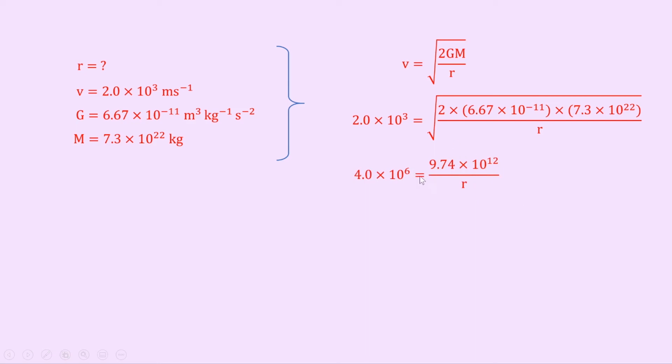We can then cross multiply by r to get it over to the left hand side, and that's the same as just swapping this term and this term here. So we end up with r equals this term divided by this term, and that gives us an answer of 2.43 times 10 to the 6 meters.